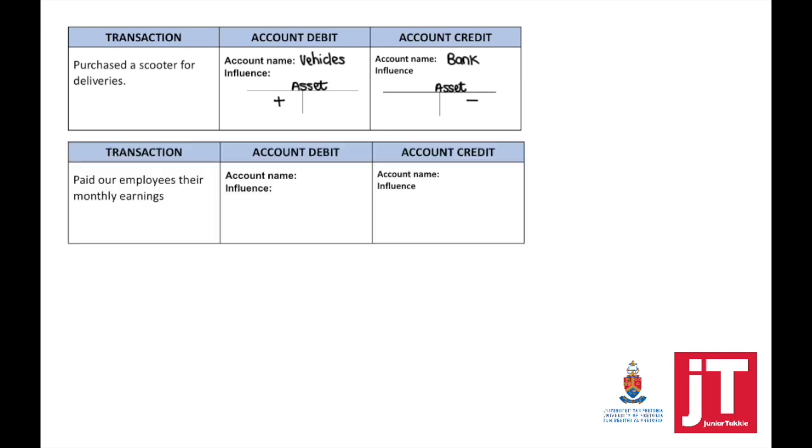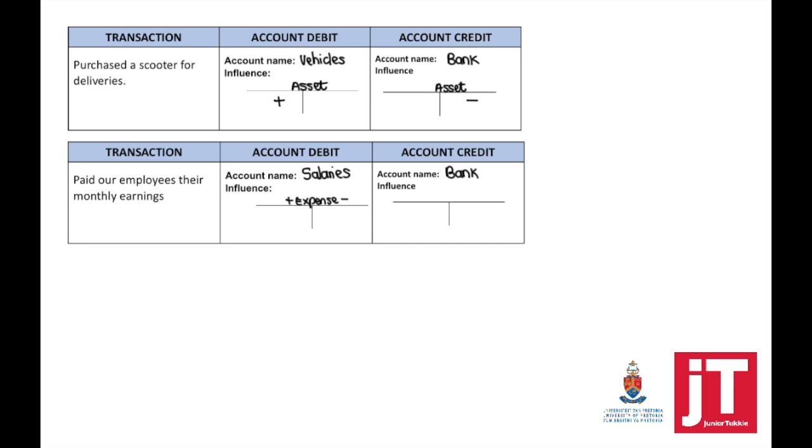Paid our employees their monthly earnings. When we're talking about monthly earnings, we're not going to show this as monthly earnings. We've made a payment, so money went out of our bank account. For what reason? For salaries. So bank will be credited and salaries is going to be debited.